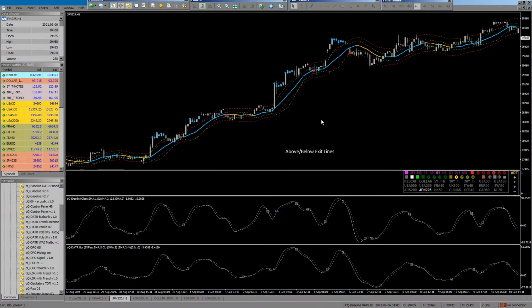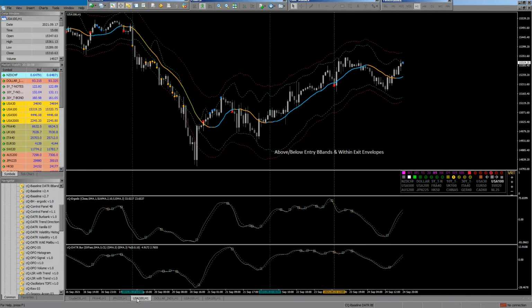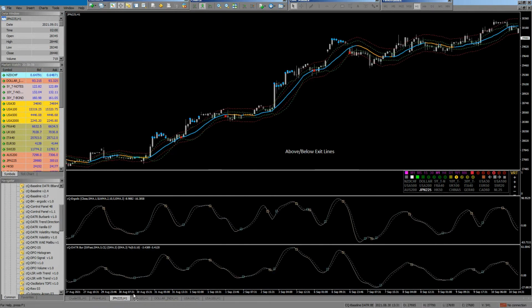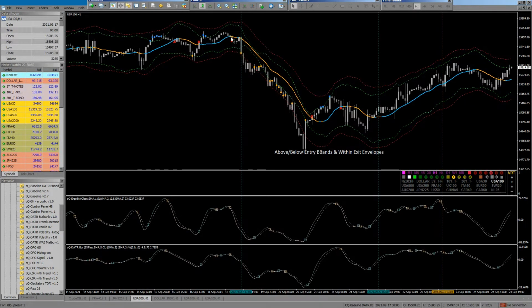That's this particular mode. And we got one more mode, and this is above, below the entry bands and within the exit envelopes. This is going to take a little bit of explaining. This mode is instead of using the moving average to display the B-band, this B-band here, this lower one, it's actually tied to this envelope so that when you get a down signal, it actually goes up.